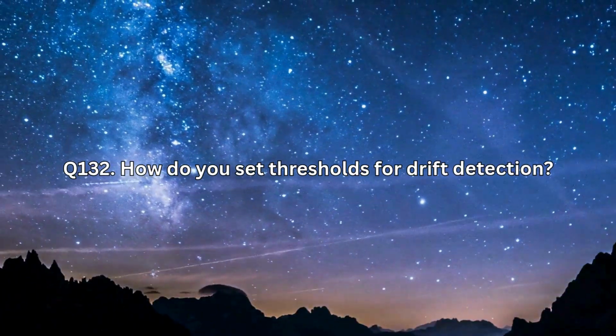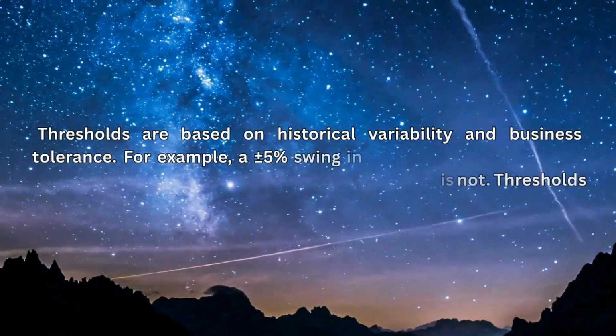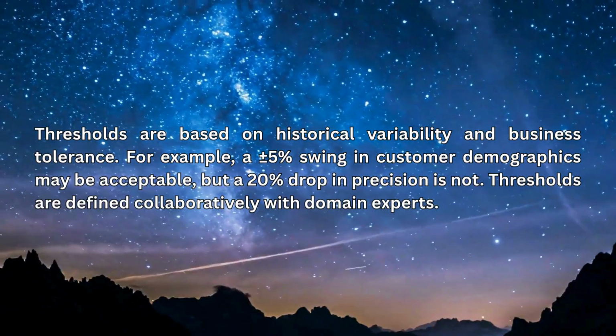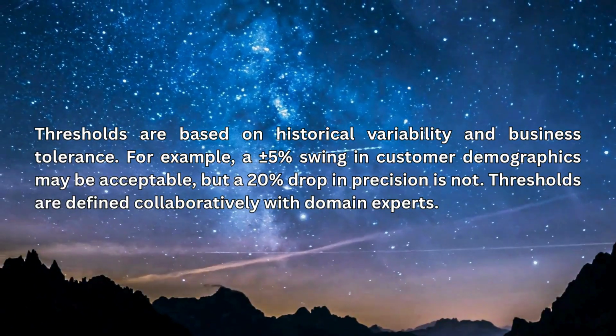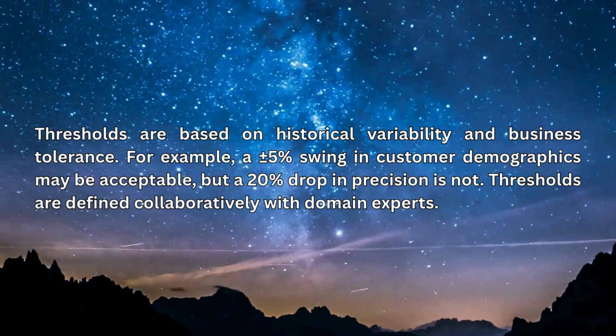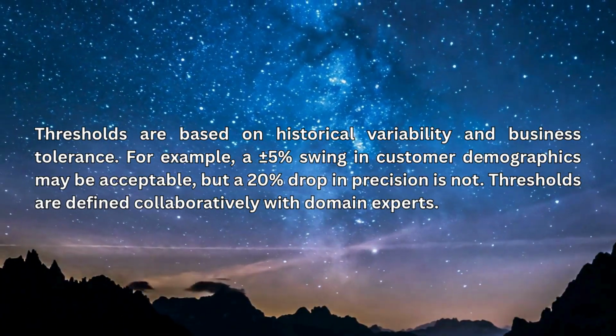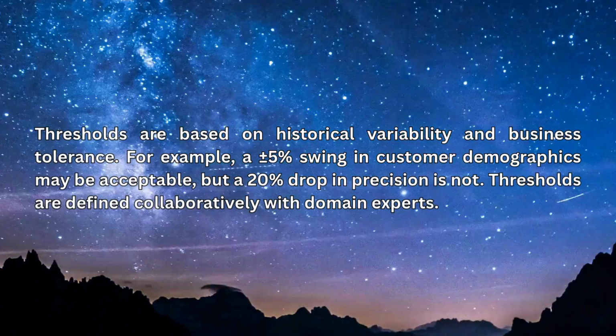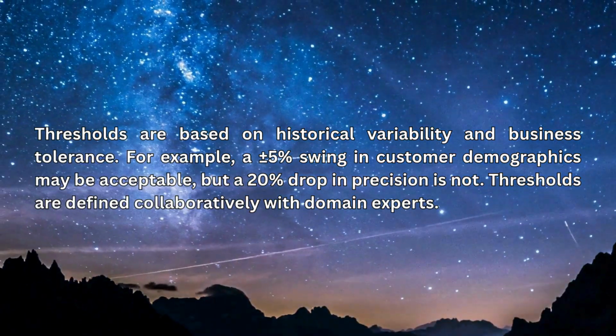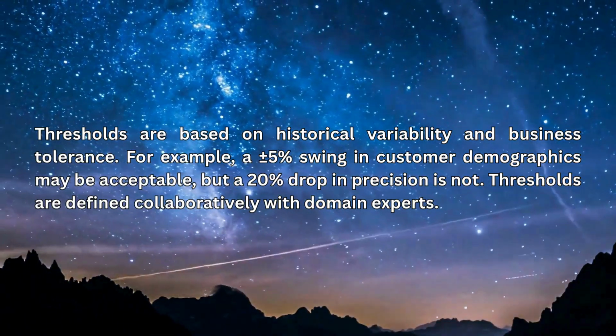How do you set thresholds for drift detection? Thresholds are based on historical variability and business tolerance. For example, a plus or minus 5% swing in customer demographics may be acceptable, but a 20% drop in precision is not. Thresholds are defined collaboratively with domain experts.